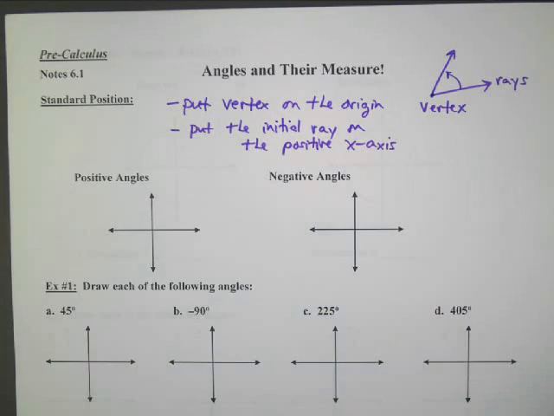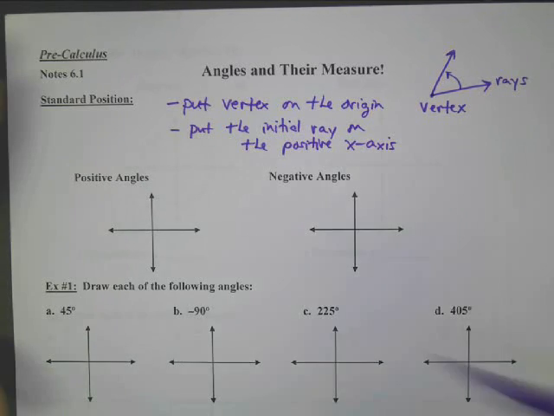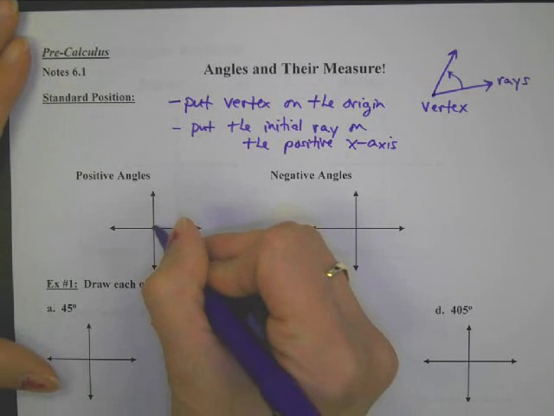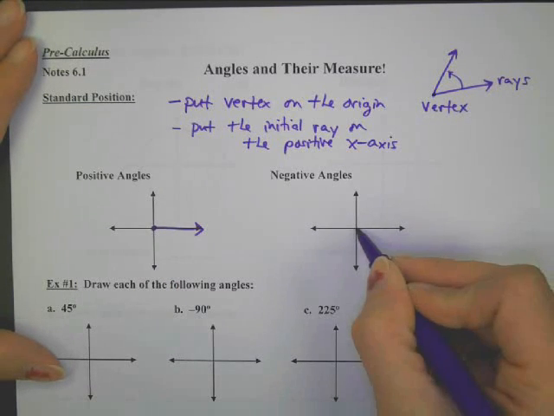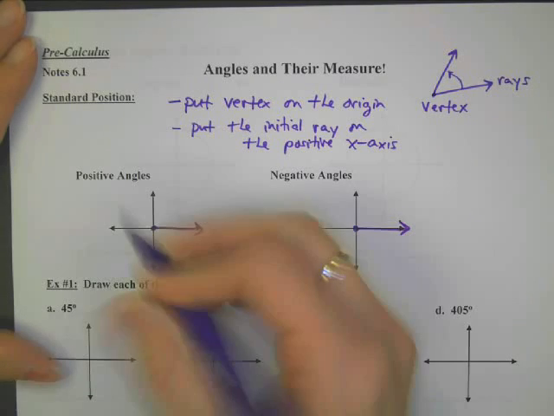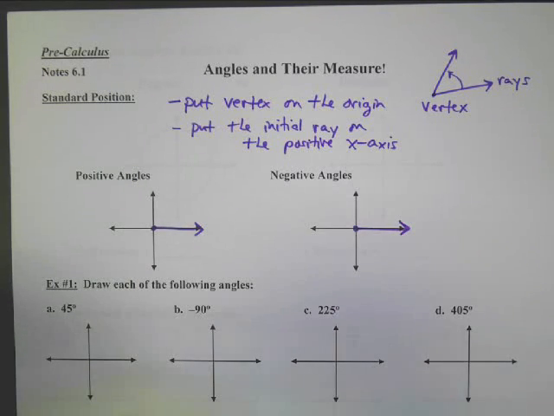We're going to draw a couple of angles here in just a second. We're going to draw positive angles and negative angles. The first thing I'm going to do is take my pen and put the vertex on the origin and put my initial ray right there. In fact, both of the angles have to start like that. So now let's talk about positive angles.